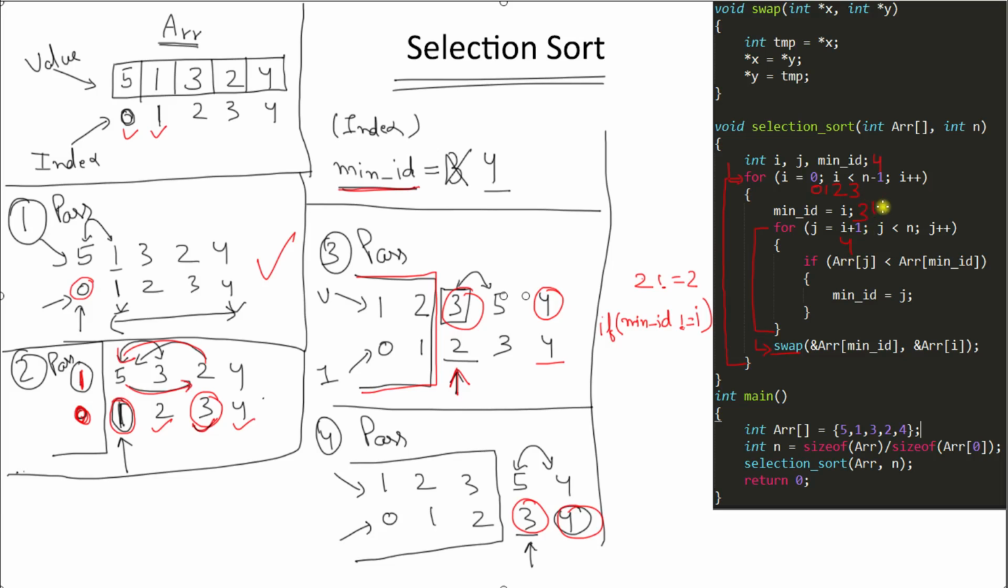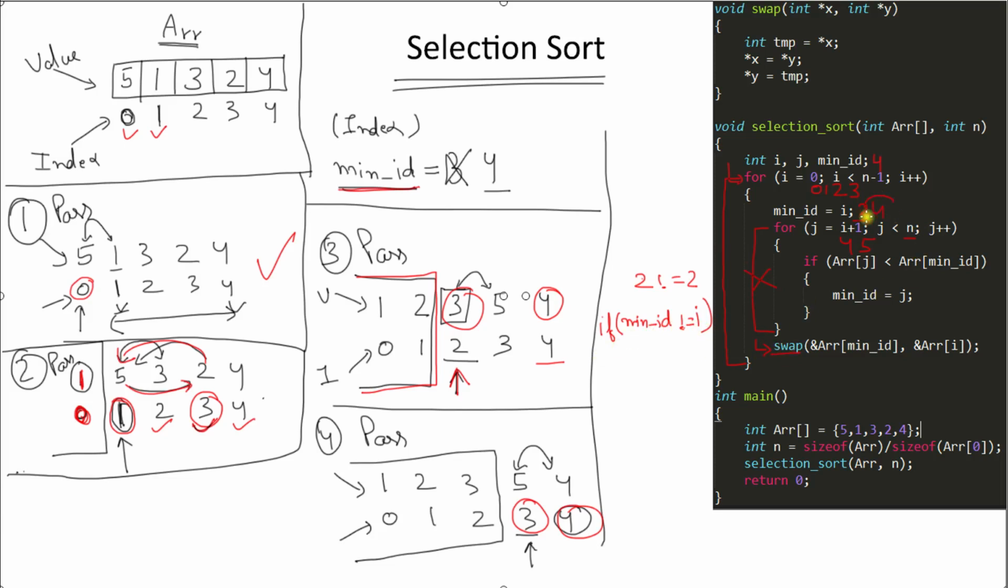J is 4, so this will become 4 now. And you will go back, J++. It will become 5. 5 less than n, which is already a 5, is false. So you will terminate this loop. You will come outside, you will hit this minimum ID is not equal to I.